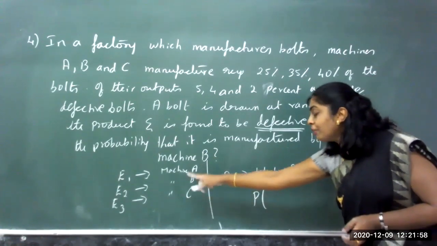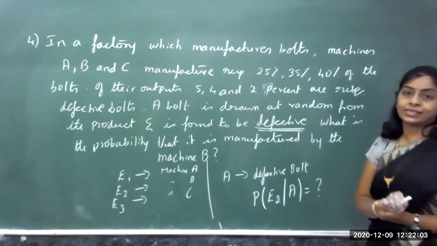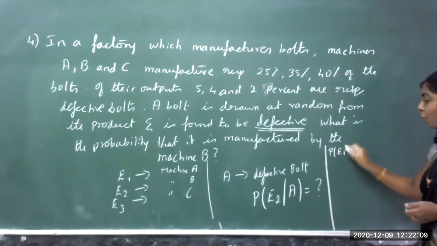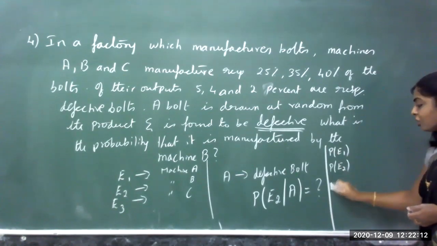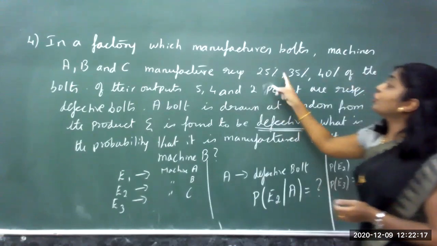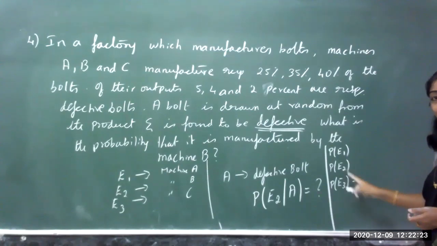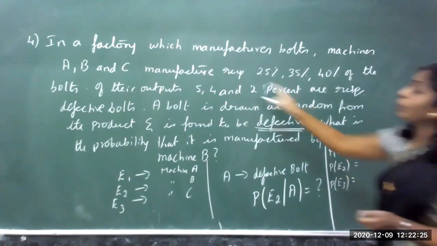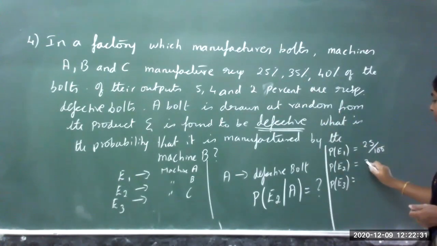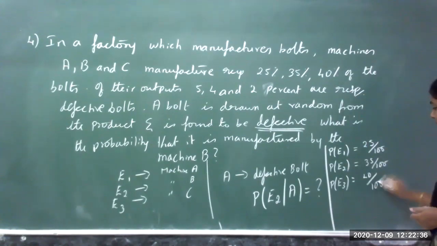Probability of choosing from machine B is event 2, given a defective bolt. That is to be taken from Bayes' theorem. Now, what are the chances here? The probability of machine 1, machine 2, and machine 3 is already given. Machines A, B, and C manufactured 25%, 35%, 40%. So the probabilities of E1, E2, and E3 add up to 100. Probability of E1 is 25/100, probability of E2 is 35/100, and probability of E3 is 40/100.